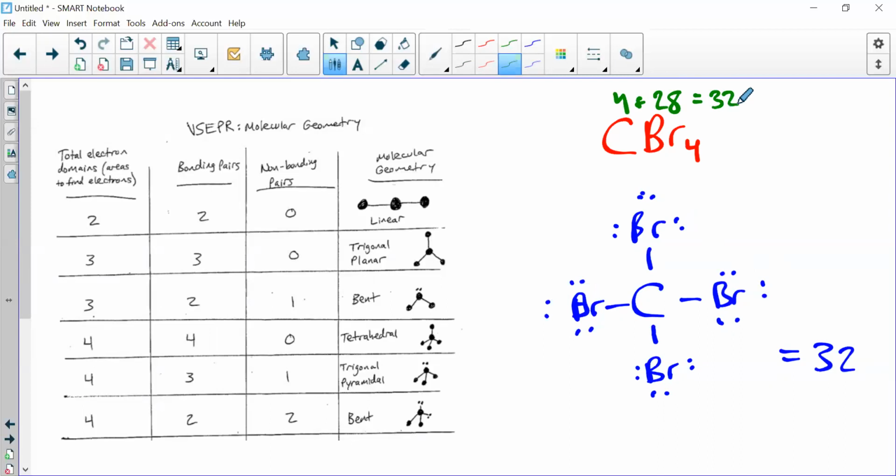Okay, if it's a Lewis structure, let's find the VSEPR shape. So we have 1, 2, 3, 4 bonding regions, or I should say 4 electron domains, all 4 of which are bonding pairs. 4 electron domains, 4 bonding pairs, no lone pairs. This is a tetrahedral shape. Tetrahedral is nonpolar as long as all 4 branches are the same. Notice no lone pairs. All 4 branches are the same, therefore carbon tetrabromide is nonpolar.